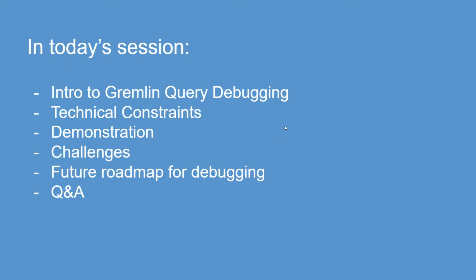First of all, I want to give a quick introduction to what I mean by Gremlin query debugging. I'll discuss a little bit about some of the technical constraints around it. I'll follow on with a demonstration of the actual functionality. I'll give a little bit of an overview of the challenges as I was trying to implement all of this. Once we've got all that out of the way, I'll try and give you a brief overview of the roadmap for debugging and what sort of functionality I've got in mind for it in the future. And then we can just close it all off with a little Q&A for anyone who's got any questions or comments.